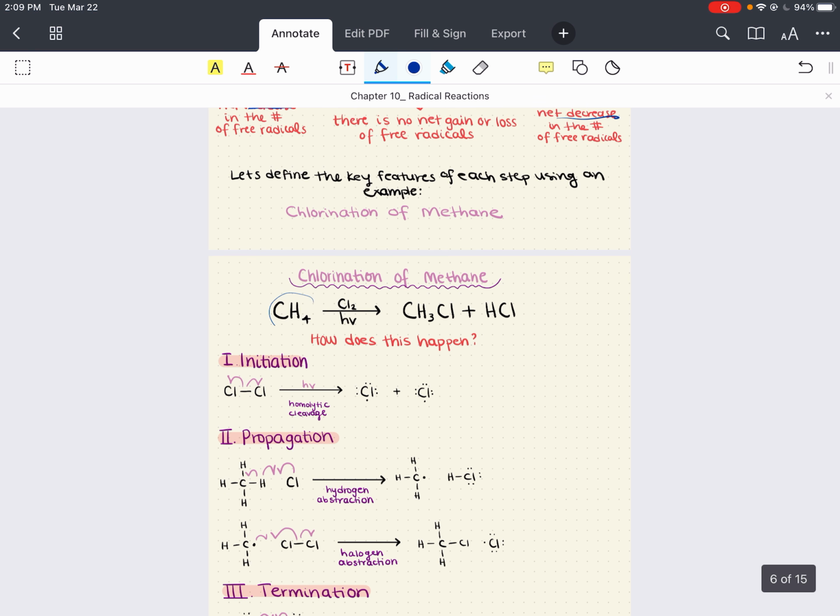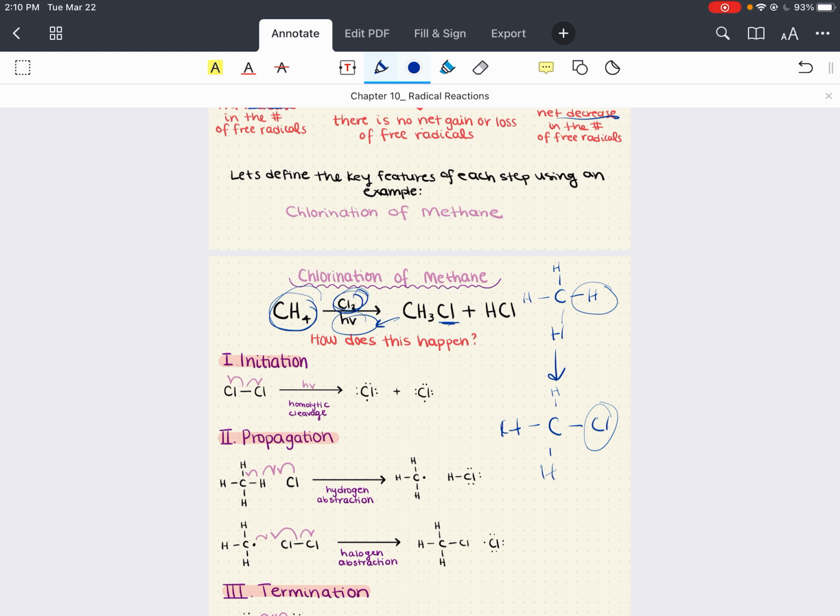So we have methane. This is what methane looks like. C, which is carbon with 4 hydrogens attached to it. We treat it with Cl2 and some light, and what we get is this gets converted to chloromethane, where we have a hydrogen that is replaced with a chlorine. So when we have methane, we treat it with Cl2 and light, we're going to replace one of the hydrogens with chlorine.